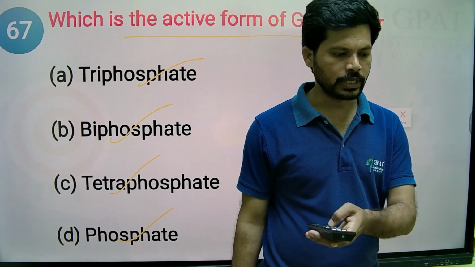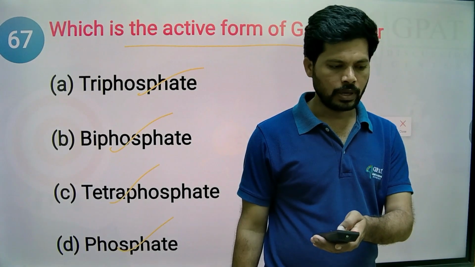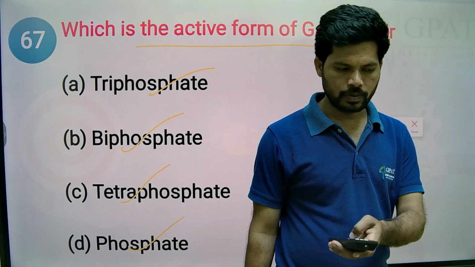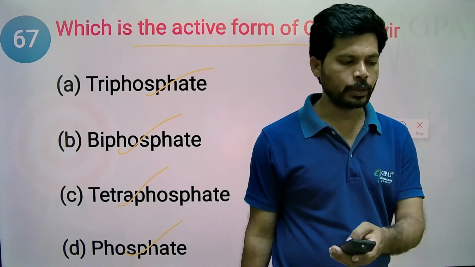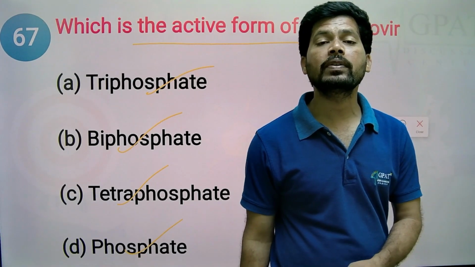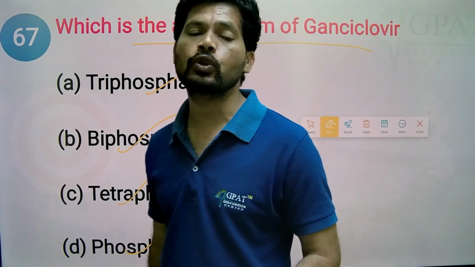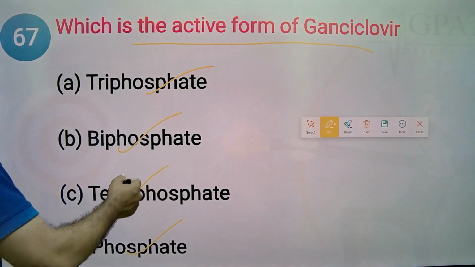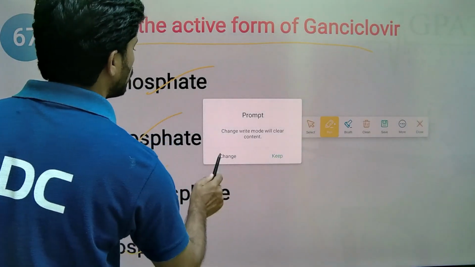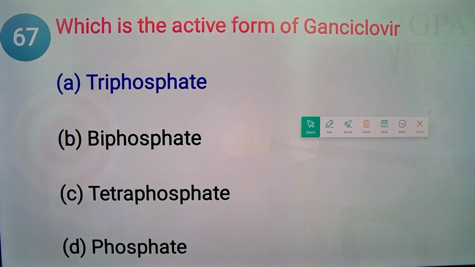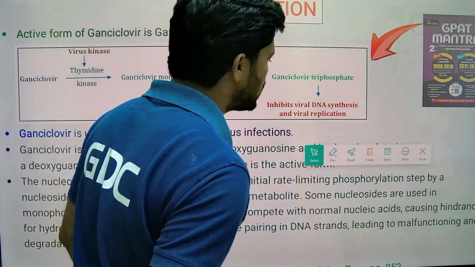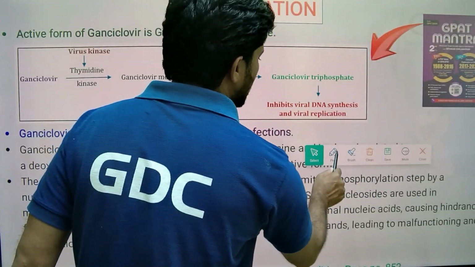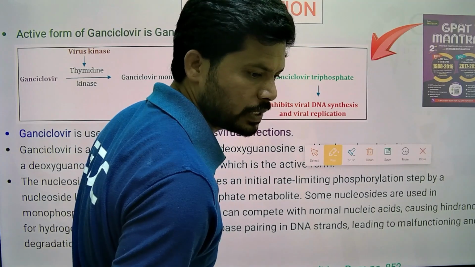All DNA polymerase inhibitors regarding the antiviral drugs like Ganciclovir and Acyclovir are converted to active triphosphate forms to show their antiviral action. So here, this is a simple conversion. What happens when these drugs reach the body, especially when they enter the virus infected cells?